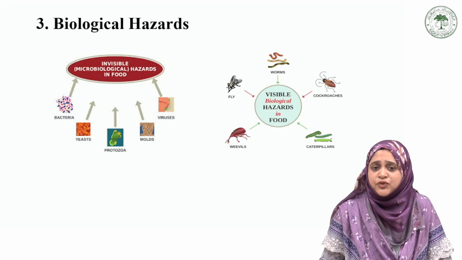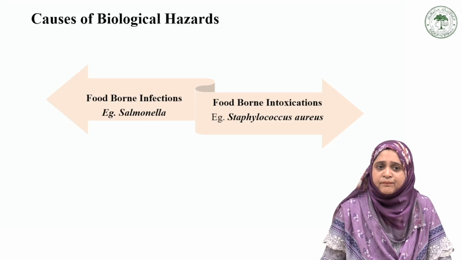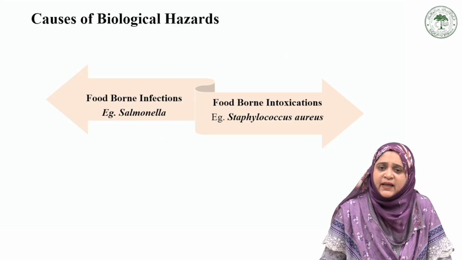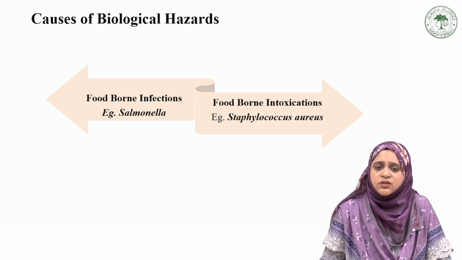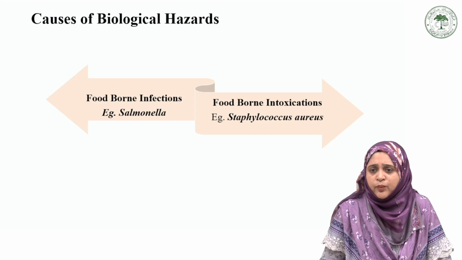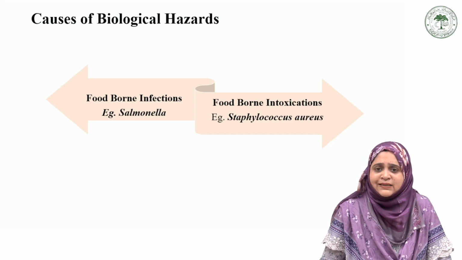There are also some visible biological hazards in the food that can be spread through worms, weevils, cockroaches, flies, and many more. These biological hazards can be due to foodborne infections and foodborne intoxication. Foodborne infection mainly occurs when a person consumes food containing pathogens which grow in the human intestine and cause discomfort or diseases. Salmonella is a classic example.